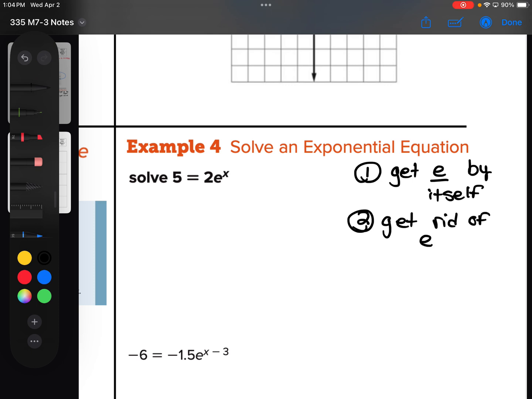How do you get rid of e? Well, you get rid of e by using what's called ln. It's the inverse of e. It's known as a natural log. You don't have to know what that means yet because we're going to learn about that later. But for this lesson, you need to know that you have to do the natural log to get rid of e. Okay? And then, step 3, you're going to drop down your exponent. You're going to see this in action in just a second.